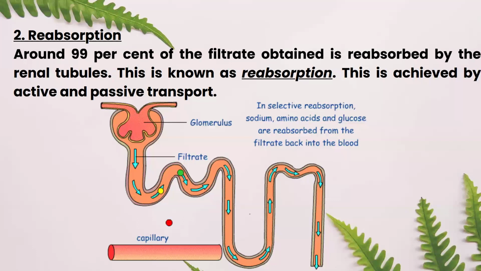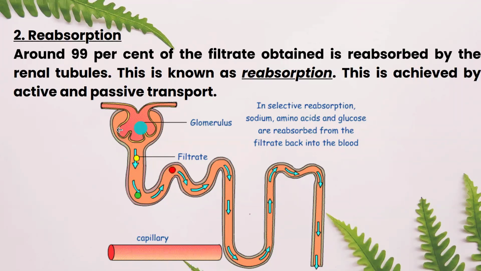So reabsorption. First we studied glomerular filtration, or ultrafiltration. Here the second one is reabsorption. Reabsorption is nothing but around 99% of the filtrate being reabsorbed by the renal tubes. This is known as reabsorption. Means what exactly is happening? The 99% of all the components in the filtrate are reabsorbed by the renal tubes.